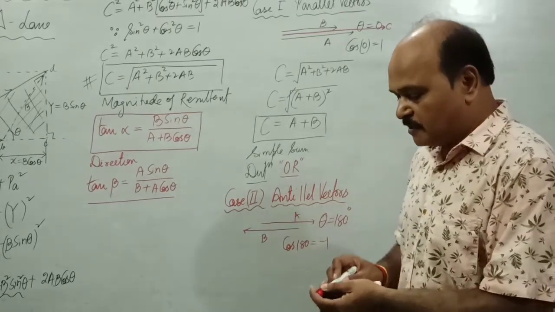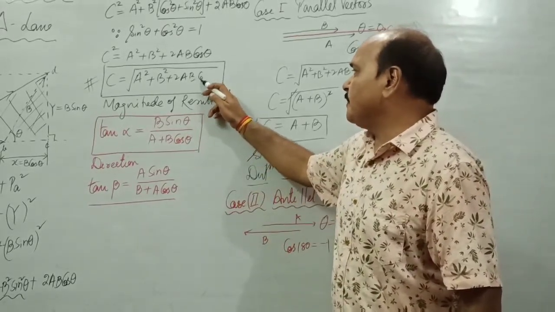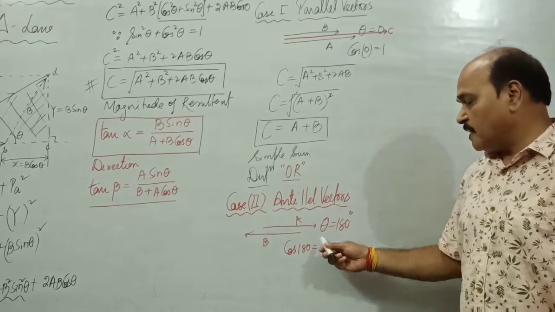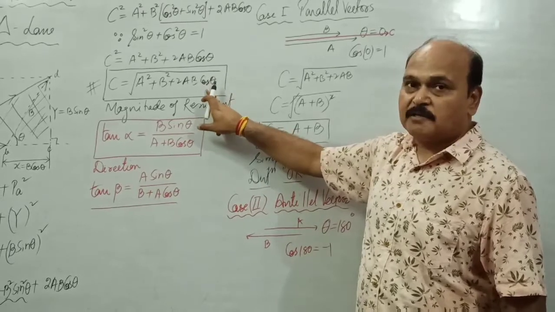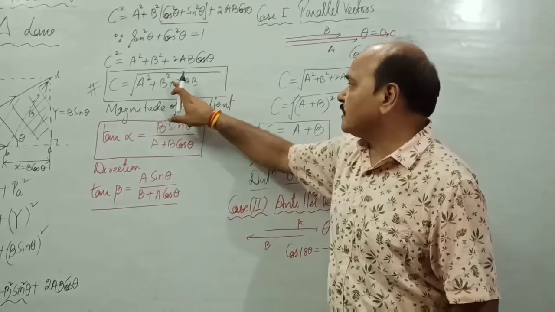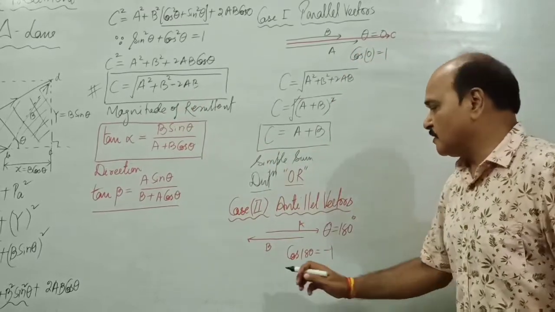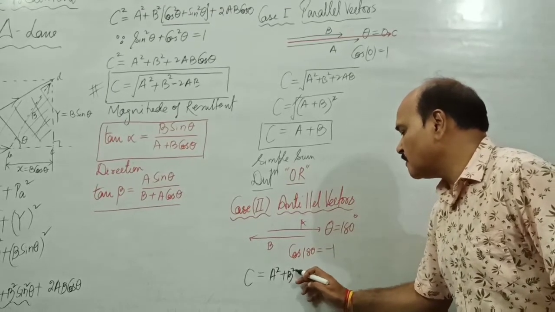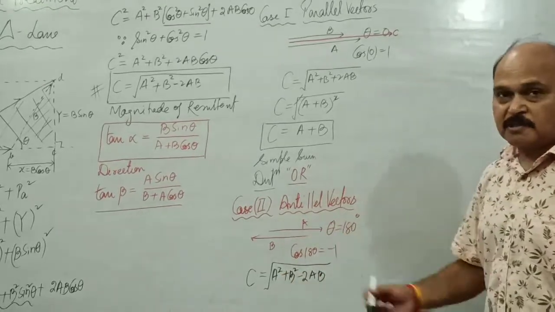We know the formula of the resultant. The formula of the resultant which we know is the square root of A square plus B square plus 2AB cos theta. And in this particular case, theta is 180 degrees and cos of 180 is minus 1. That means for this cos theta we write minus 1. And when we write minus 1 here, we get a minus sign here. So this is the vector sum in situation number 2, and this is C. This C is equal to the square root of A square plus B square minus 2AB.